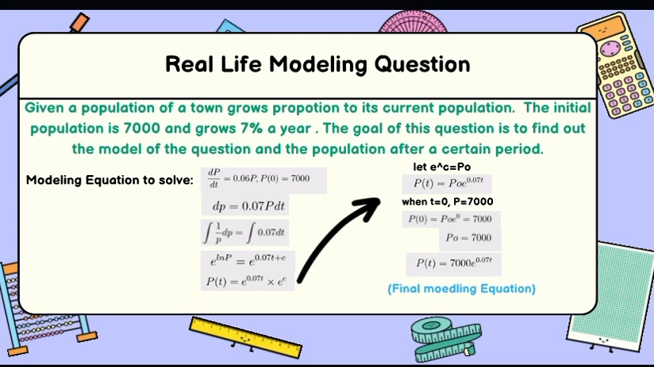0.07P. Once we get the modeling equation, we have to solve it by integrating it. The steps of integration are shown in the slides, and lastly we get the final modeling equation, which is P(t) equals 7,000 e to the power of 0.07t. In order to find the population after a certain period, we can just substitute the t into the final model equation to find the final answer.